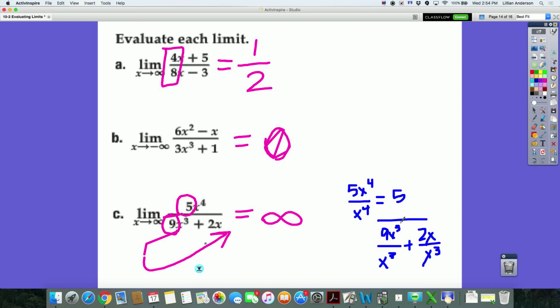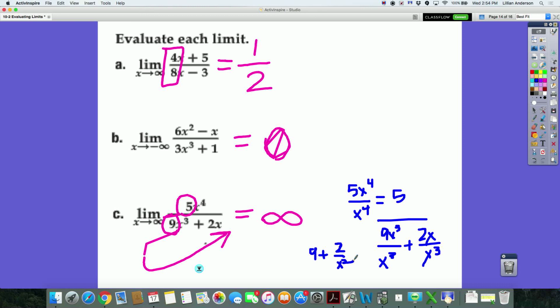Okay. Here you see your x to the threes would cancel out, right? So then you would have 9 plus what? If you simplified this, what would you get? 2 over x squared. Very good. Now, this is the algebraic way, okay? I showed you guys the shortcut way. It's the easiest way to do it, but this is the algebraic way.